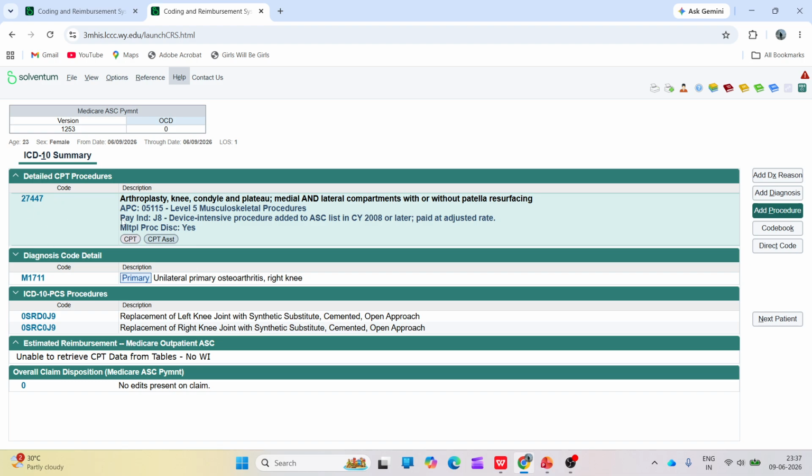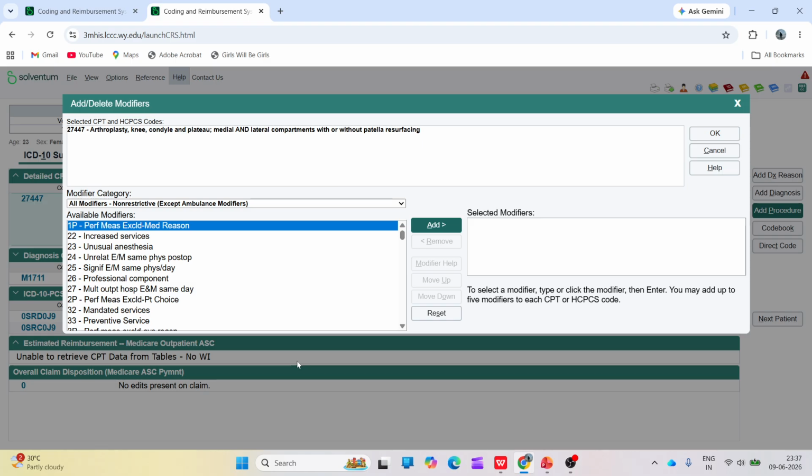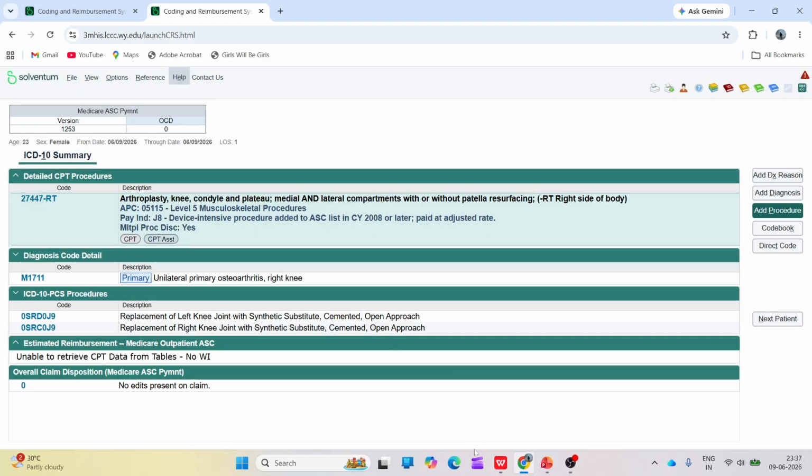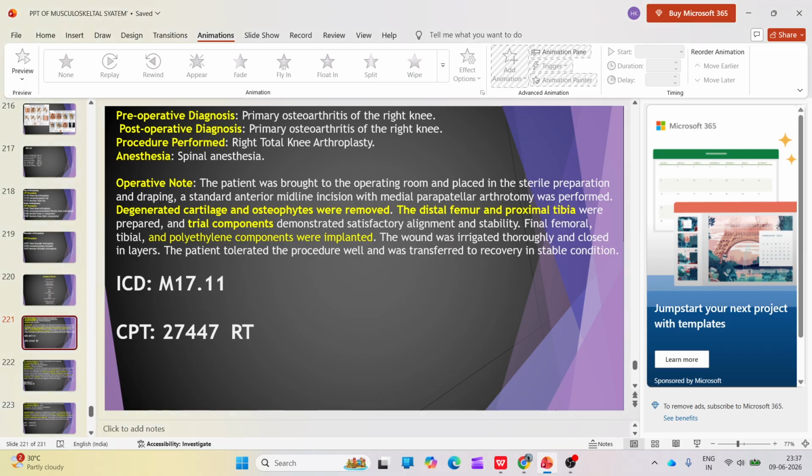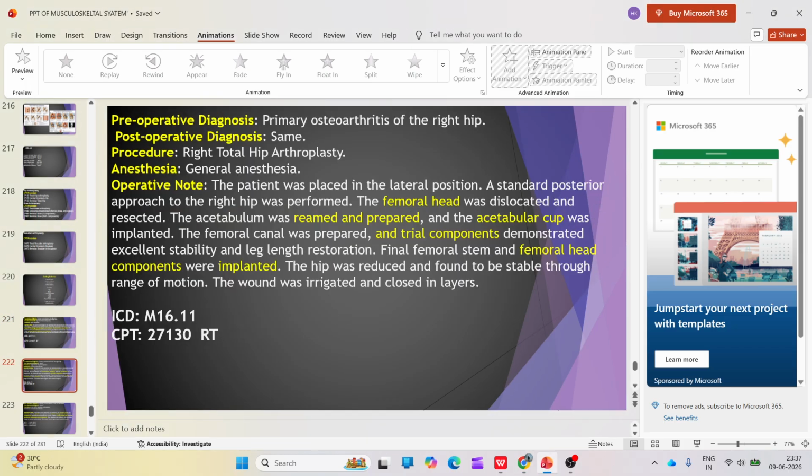So this code is 27447, arthroplasty, total knee arthroplasty. What is written? Arthroplasty knee, condyle and plateau, medial and lateral compartments, with or without patella resurfacing. And this one is the ICD part. Which side? It's on the right side, so the modifier will be right side. So it's simply a navigation, I'm showing that. Coming to next.